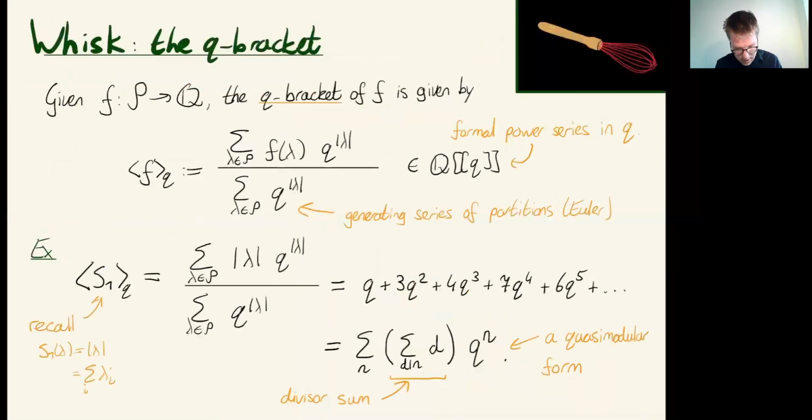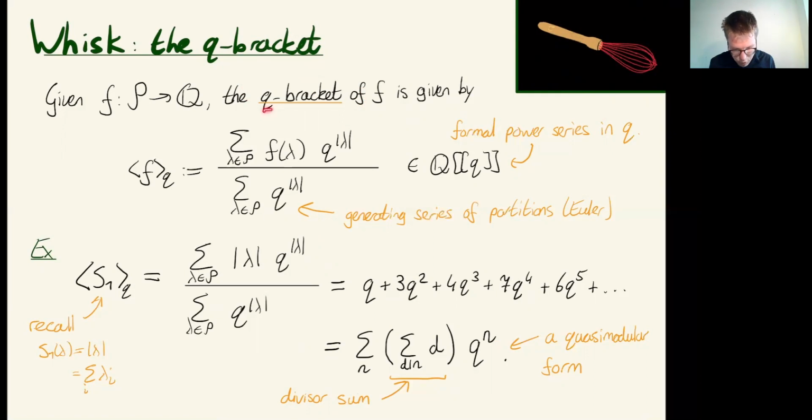So then the next question is, what is this whisk? How do we mix these partitions in order to get some output, some result in the end, which in fact will be a modular form? Okay, we do this by taking the Q bracket. So this is the mathematical equivalent notion of the whisk.